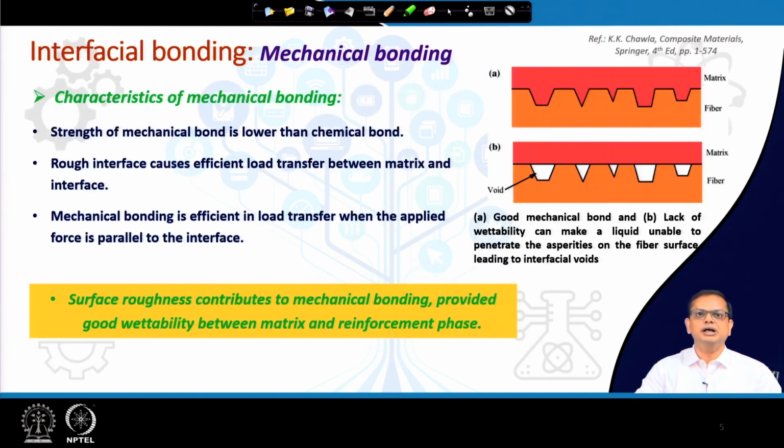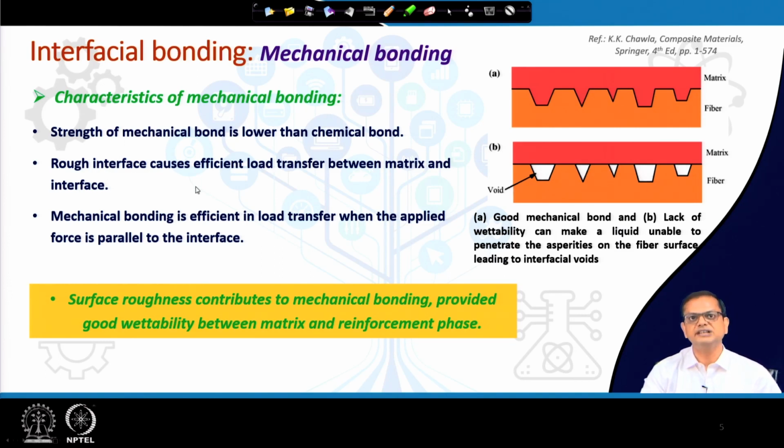Okay. So, what has been shown here is that one thing is very important. Yes, we can have roughness, but we should avoid this kind of void formation, or as I mentioned earlier in the last class, the wetting should be proper. Okay. So, a few important characteristics of mechanical bonding: the strength of a mechanical bond is obviously lower than a chemical bond, no doubt about that, but if we can have proper mechanical bonding, it could lead to very good interfacial strength as well, as I was mentioning a few minutes back.